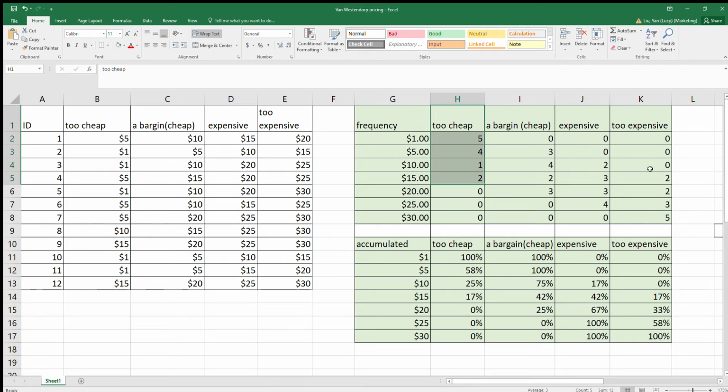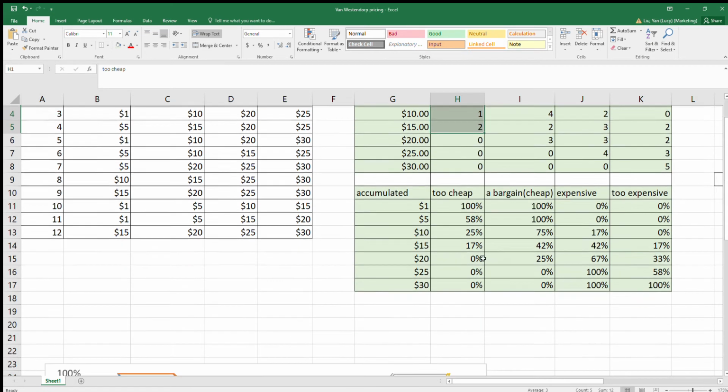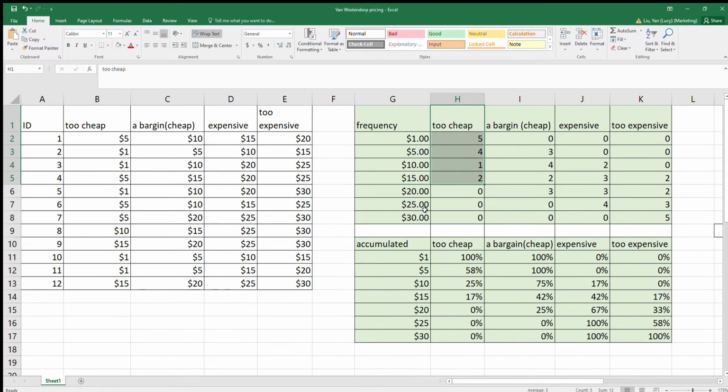Next, based on this frequency table, we need to do a cumulative table. Basically we need to find out the percentage. Say for example here, what's the percentage of people who think $1 is too cheap? How do we get that? We go back to the frequency table, which tells us 5 out of 12 people think $1 is too cheap. Do we put 5 over 12 and use that as a percentage here? Apparently, I did not do that.